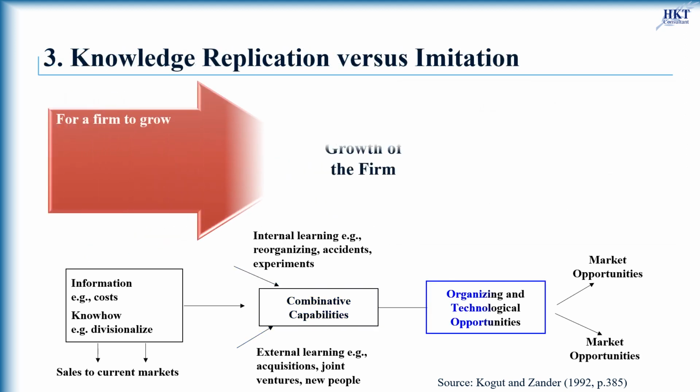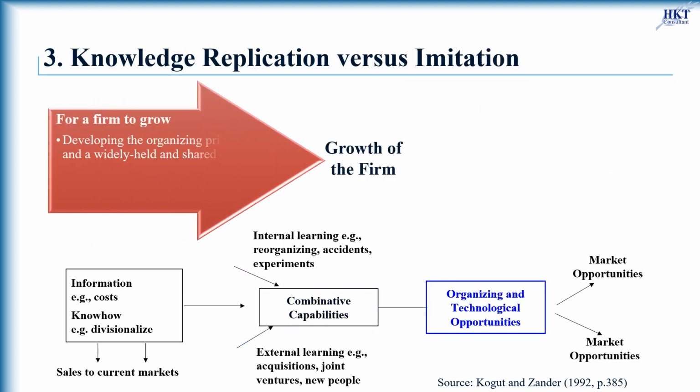For a firm to grow, it must develop organizing principles and a widely held and shared code, by which to orchestrate large numbers of people and potentially varied functions. The speed of replication of knowledge determines the rate of growth. Control over its diffusion deters competitive erosion of the market position.